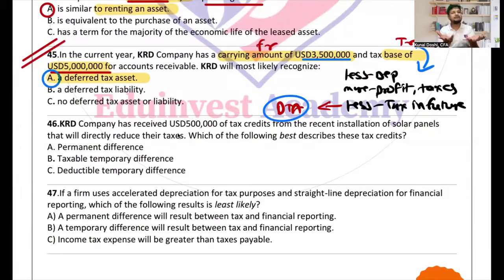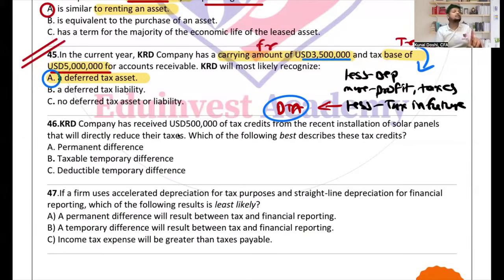Maybe you're using SLM depreciation for tax purposes. So that's why your depreciation is less compared to double declining in the initial years. Because your depreciation is less, your profits are more. More profits, more taxes now, lesser taxes in the future. Therefore, it's a DTA because you're going to get a benefit in the future.